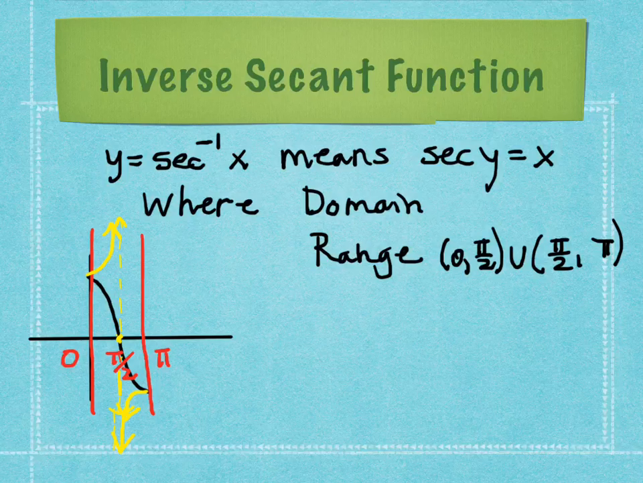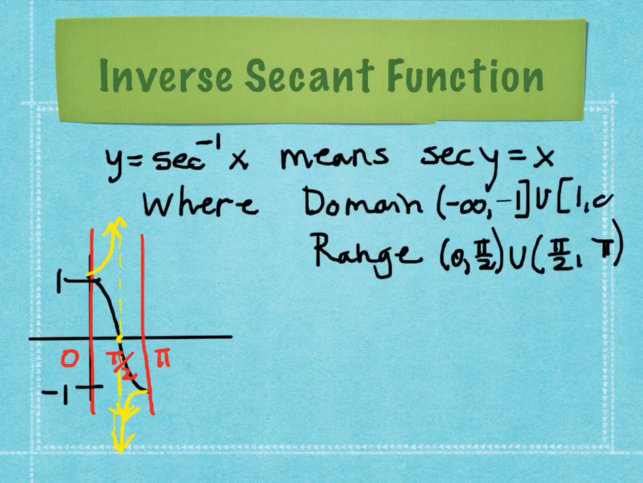Now, to get my domain, I have to look back at the original graph of secant and look at its range. The range on this graph, if you'll remember, went from 0 to negative 1, and then 1 to infinity. So that will be my domain for this graph: negative infinity to negative 1, bracket, 1 to infinity. And we get to include those ones. That's why I have brackets on 1 and negative 1, because we actually have points right here and right here on our graph that are part of our equation.